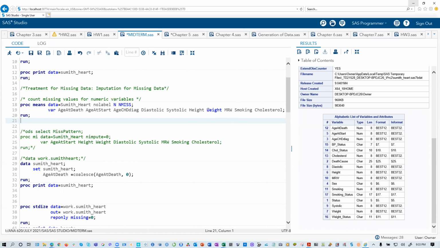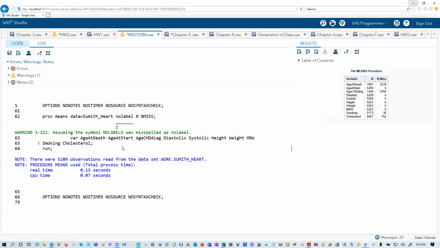They thought that this is some kind of options. That's why it has been turned into blue, okay. And smoking, yes, and systolic, weight, yes, pretty much everything is over here. Let's say the procedure means, okay, go to this one, no labels, N missing, number of missing. Okay. Age at death. In this one, number missing. See, this is the number, this many are missing.